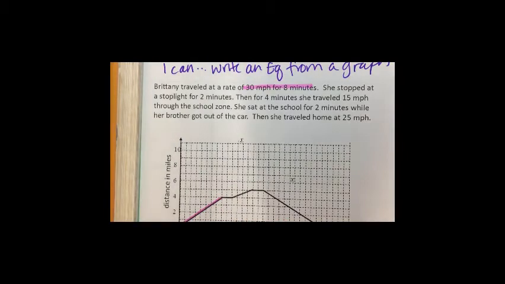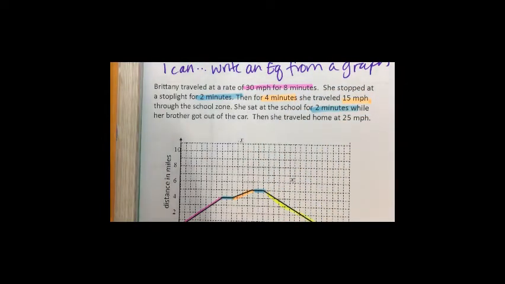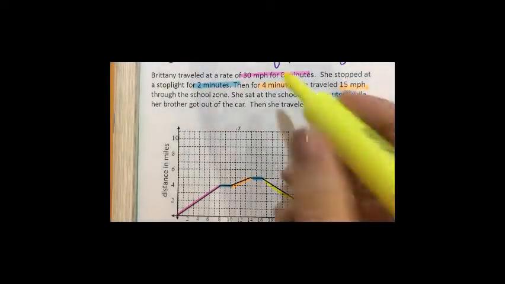She stopped at the stoplight for 2 minutes. Stopped. For 4 minutes, she traveled 15 miles per hour in the school zone. Then she sat for 2 minutes while her brother got out of the car. And then she finally went home and she traveled 25 miles per hour. So this is a piecewise function because it has a bunch of different pieces.